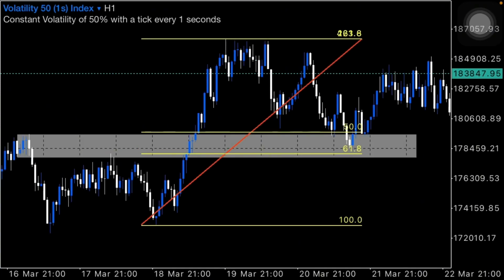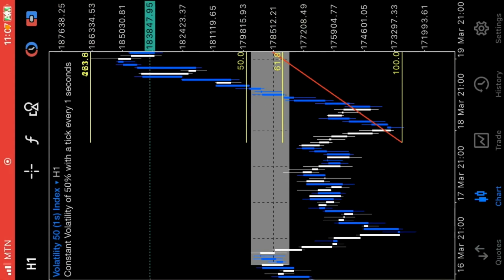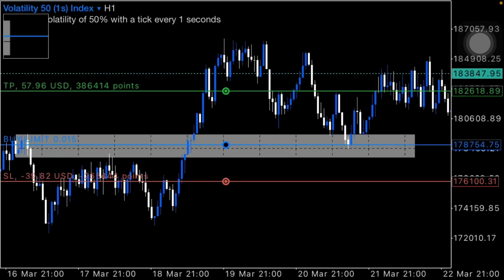Now our order block is coinciding with our breaker block we marked. Then our 50 and 60% level, which is the golden zone, is also coinciding with that same order block. So this is where things get interesting. We are going to place our trade. This is how our trade goes.